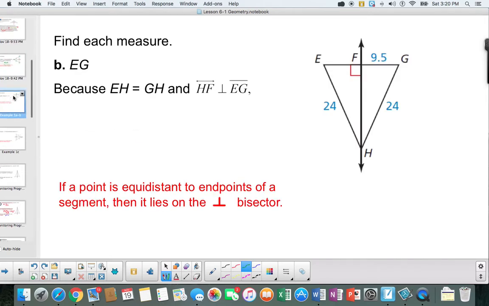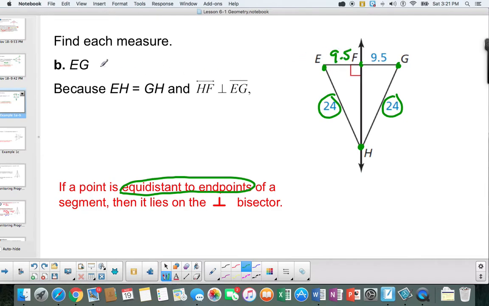All right, let's take a look at this problem. In this problem, we are given that H is equidistant to the endpoints. These are the endpoints right here, G and E. So when I see two points that are equidistant to the endpoints, then I know that H lies on the perpendicular bisector. So I know that this is going to be a midpoint, which is going to allow me to say that EF is 9.5, and therefore EG, from E all the way to G, will be 19.